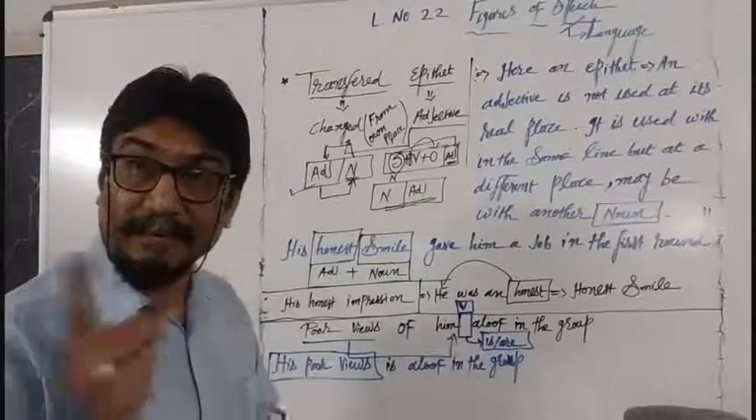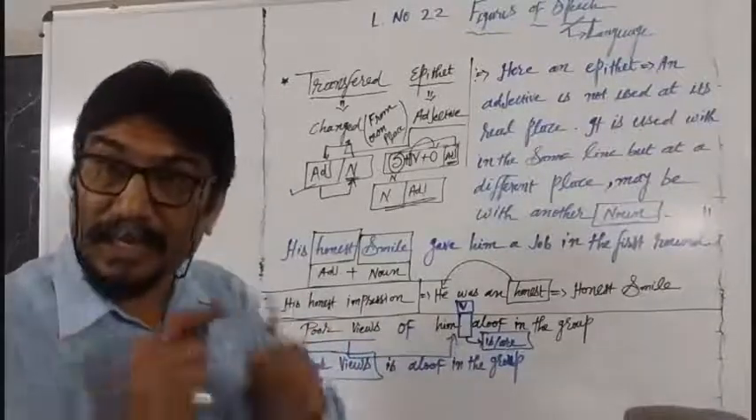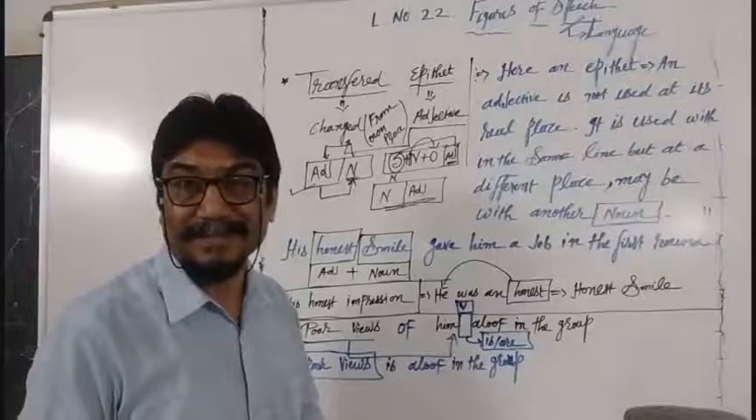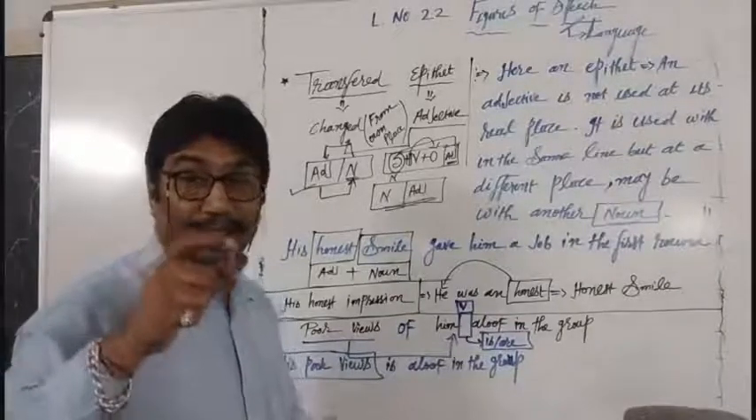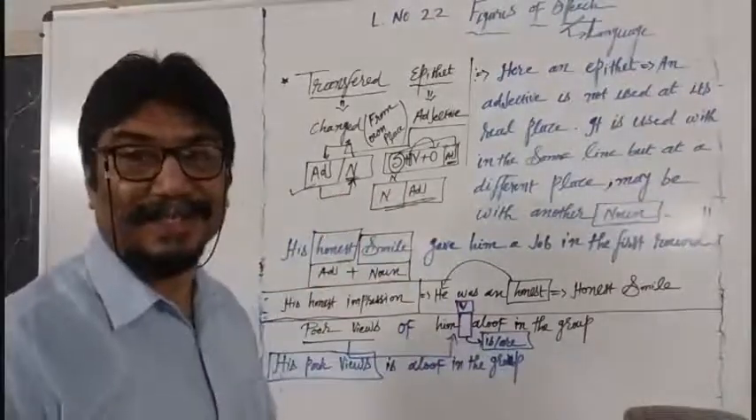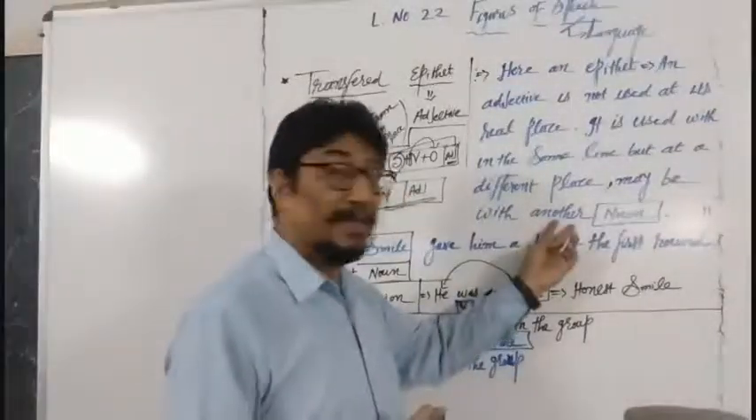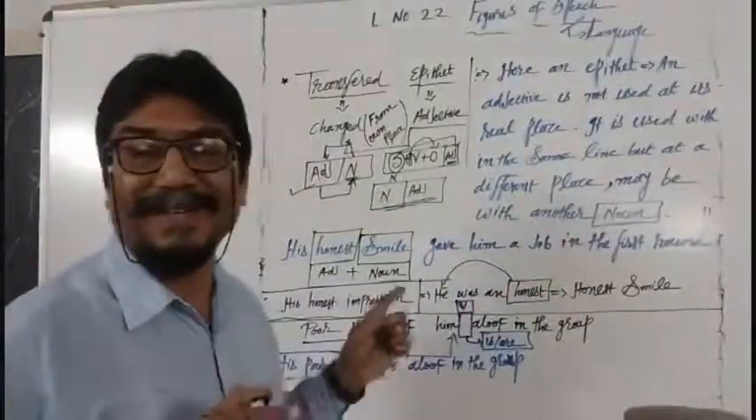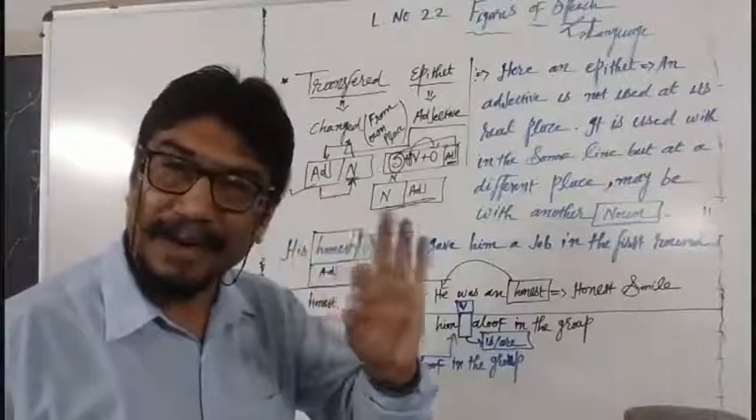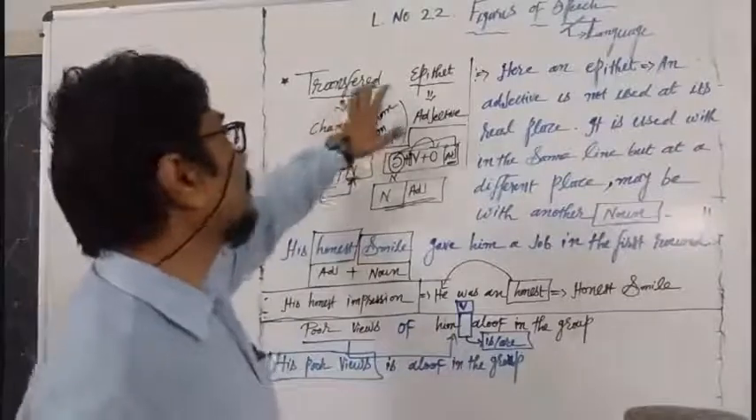A letter angry Mira. A letter next to that, angry and Mira. Mira is not angry, the letter is full of anger. So that an angry letter is fit. Where is it used? It is not used at its own place, but at another place. You may feel it is used with another noun, but it is connected with a particular noun in a right way. That is transferred epithet.